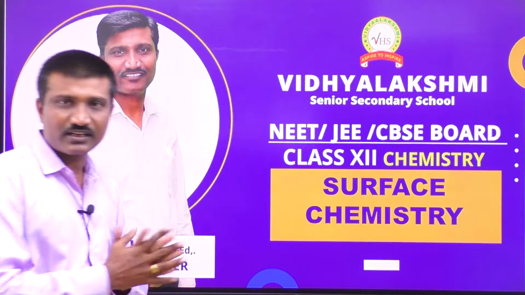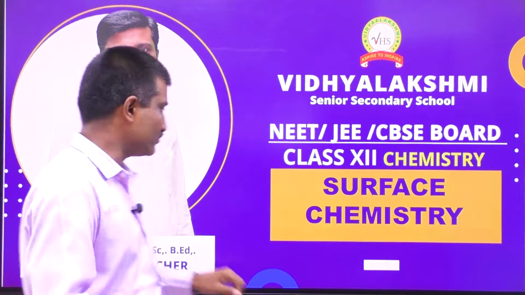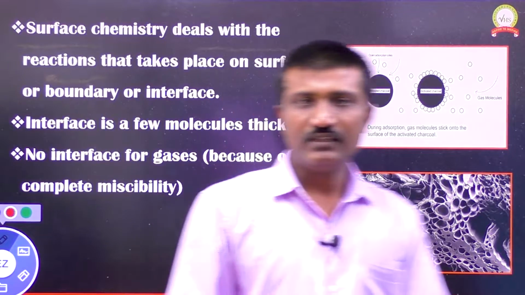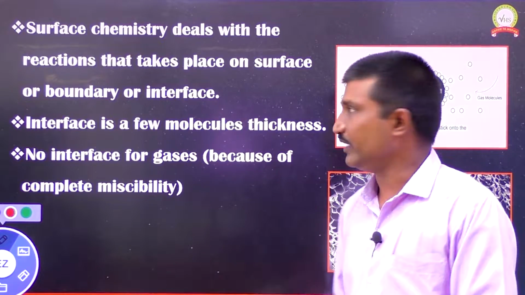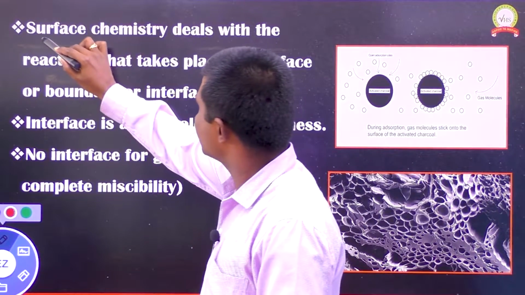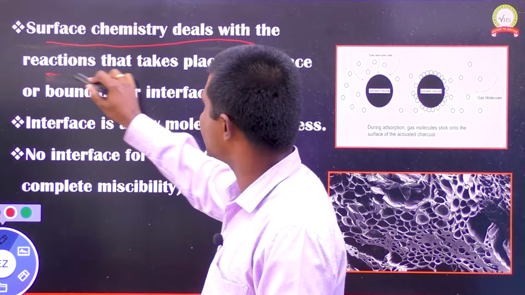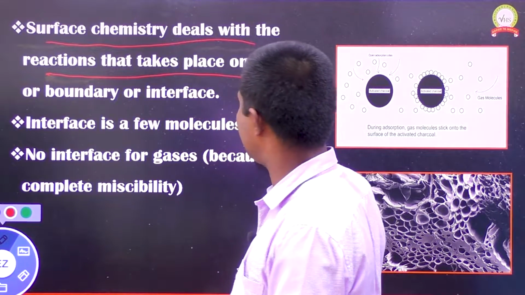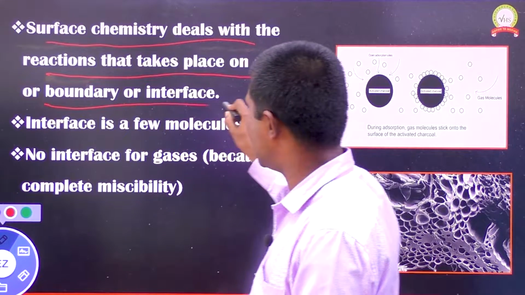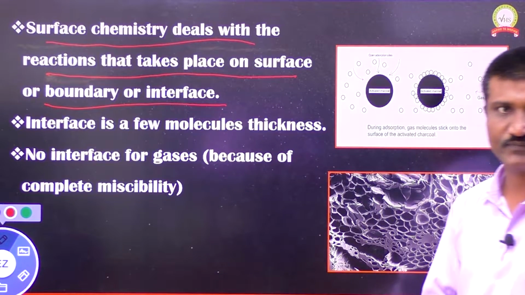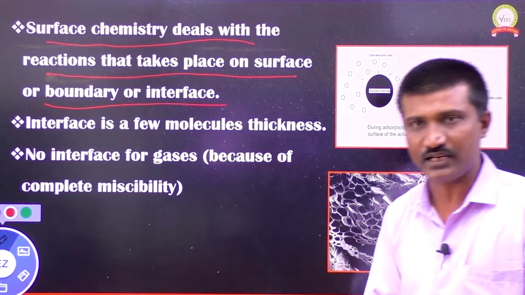So, shall we start our class? Yes, let us go. Let us see what surface chemistry means. Surface chemistry is a branch of science which deals with the reactions that take place on the surface or boundary or interface. For example, what is the meaning of that?